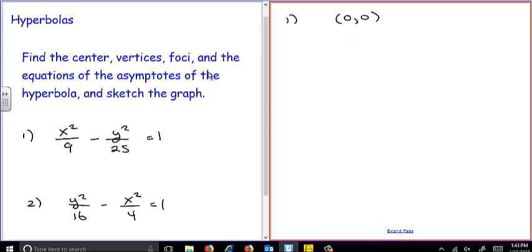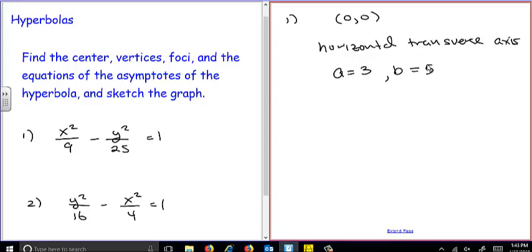Before we find the vertices, let's talk about whether it's a vertical or horizontal transverse axis. Because x squared is positive, it has a horizontal transverse axis. And a, which goes with the transverse axis, is 3, and b, which goes with the other axis, is 5. So we take the square root of 9 and the square root of 25.